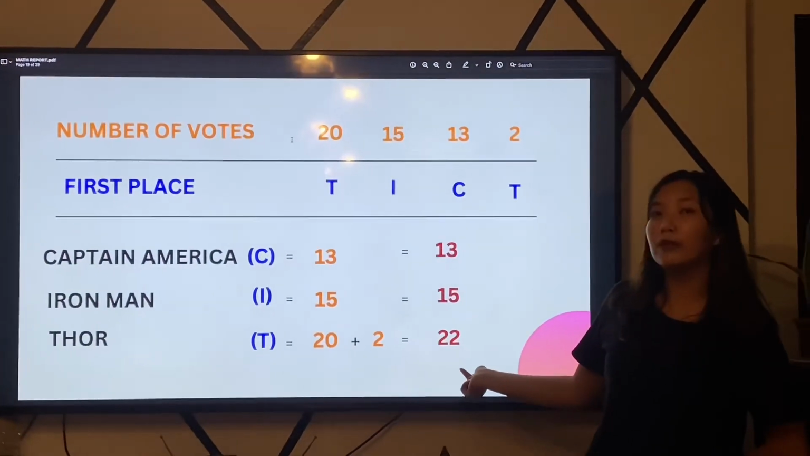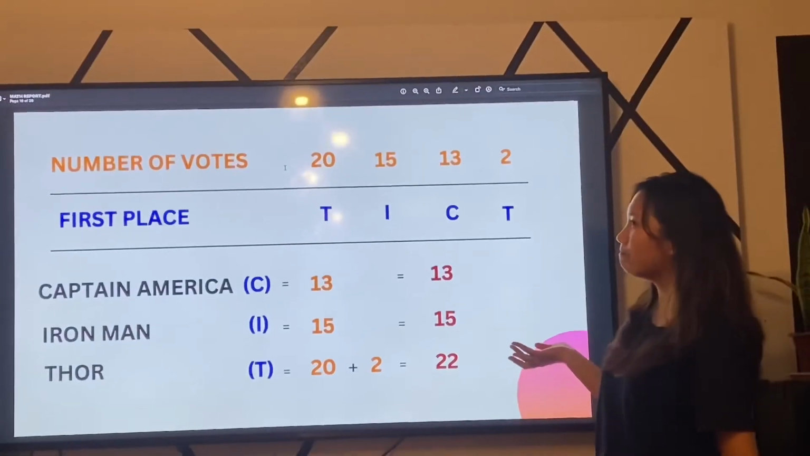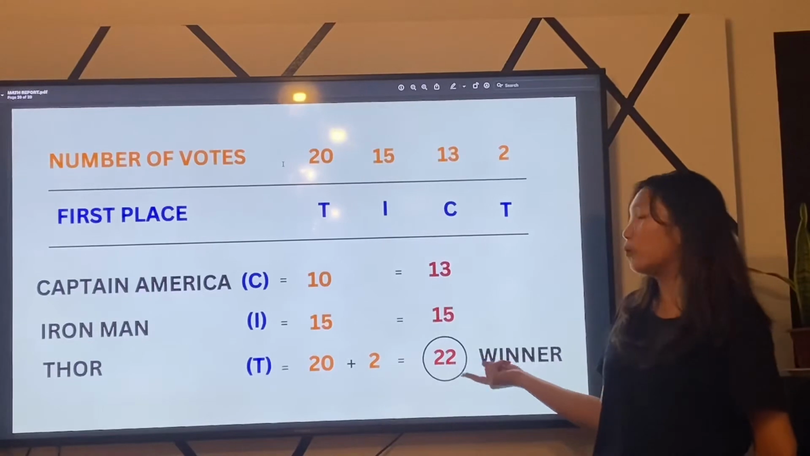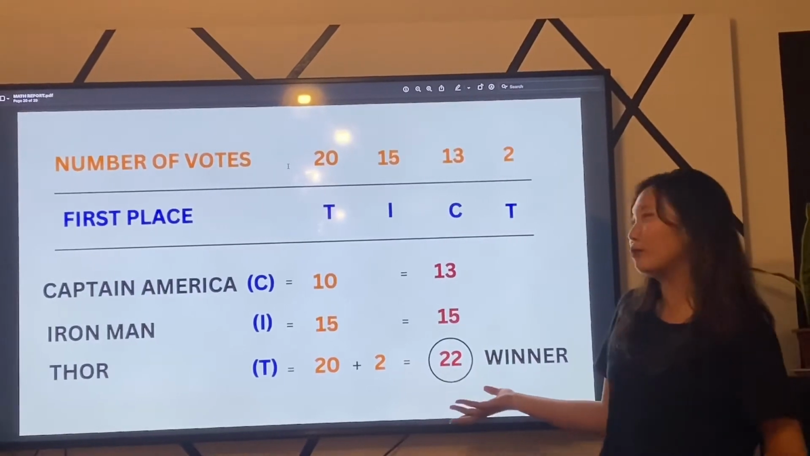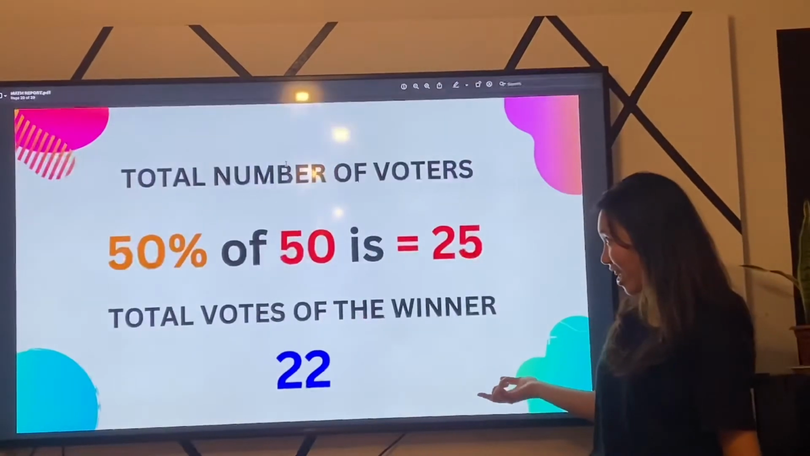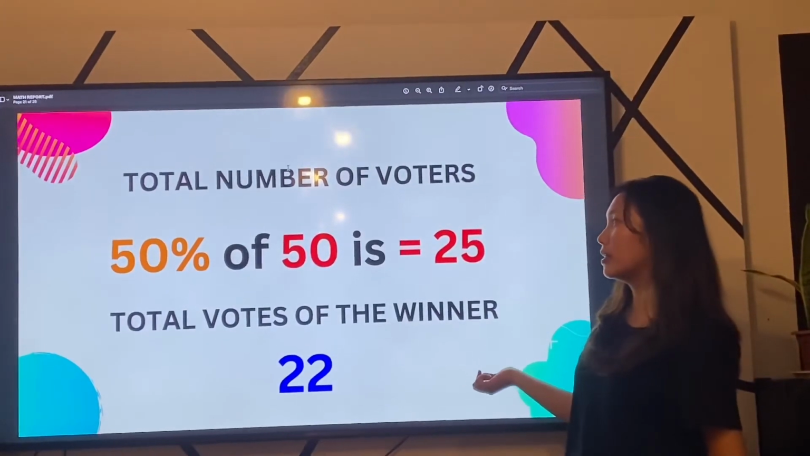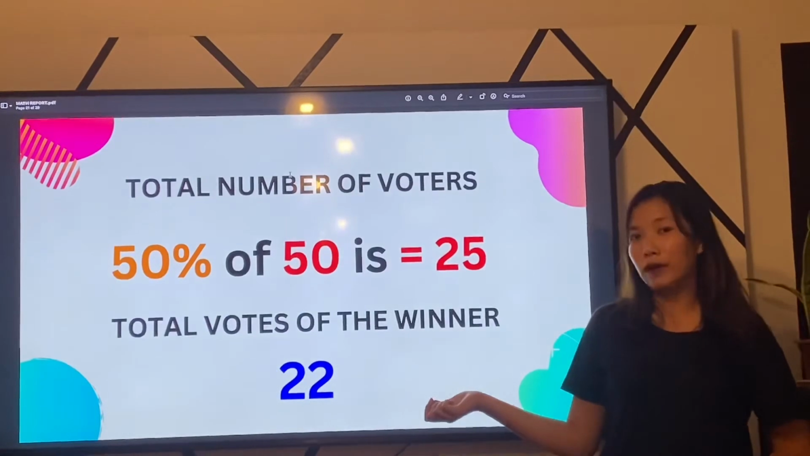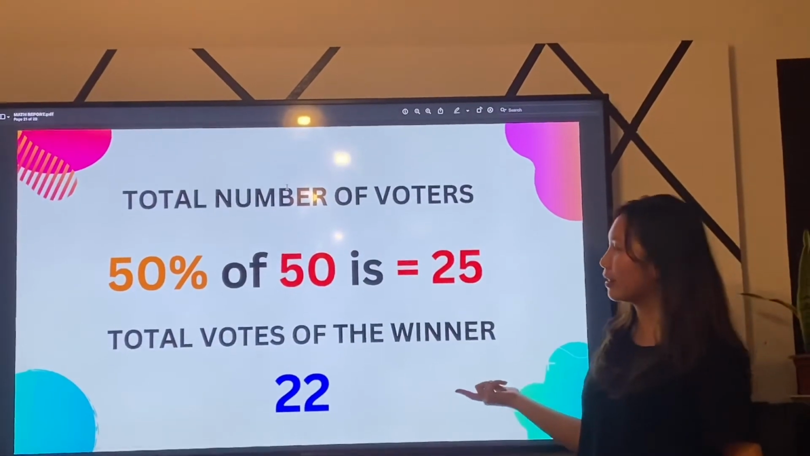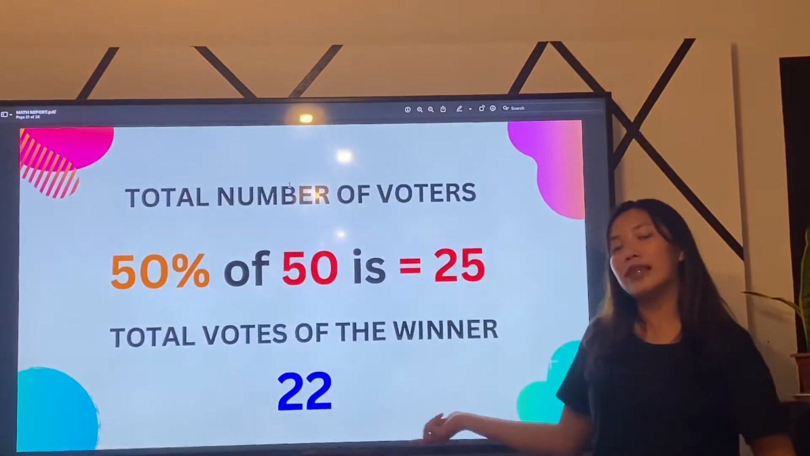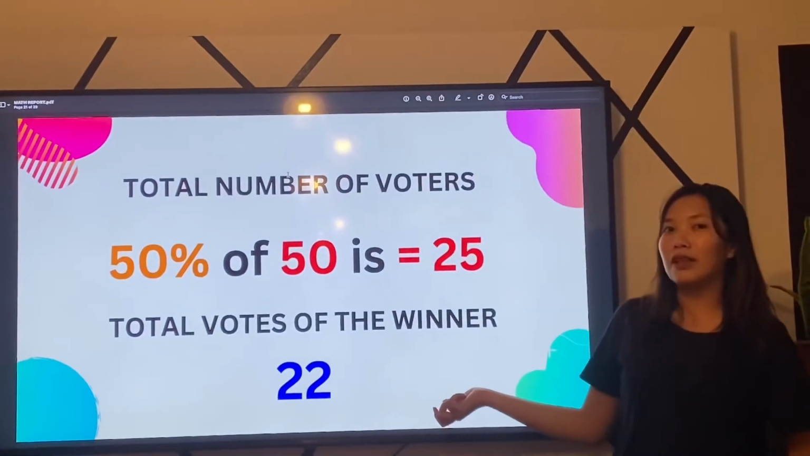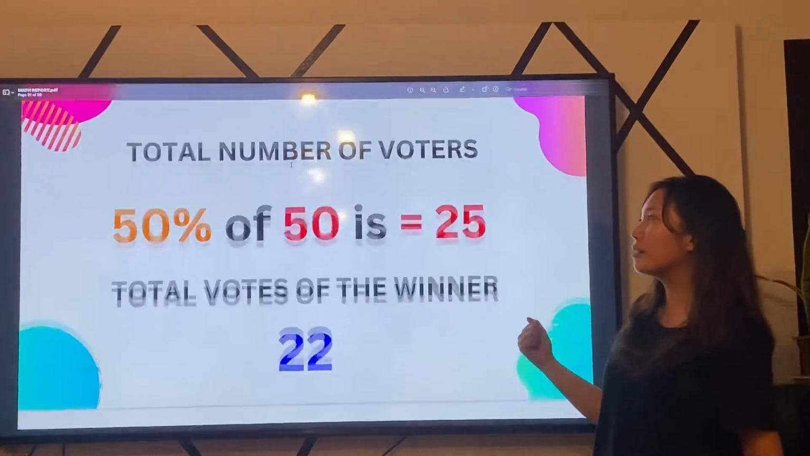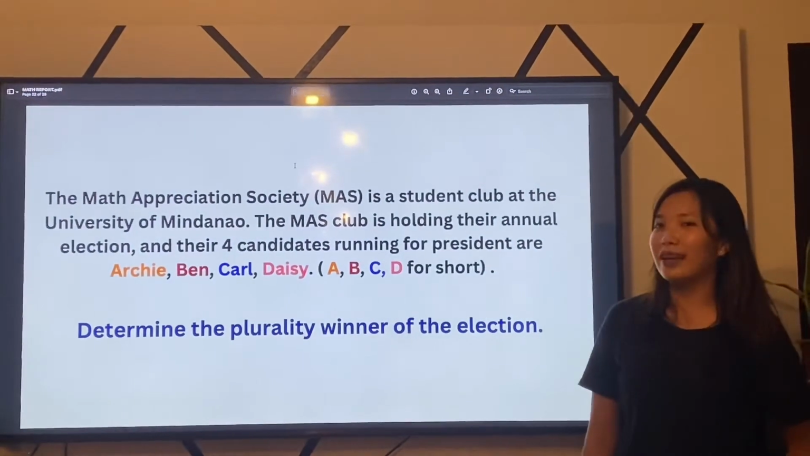Now we will determine the winner's votes. The winner goes to Thor because he got 22 votes. The total number of voters again is 50, and 50% of 50 is 25, and the total votes of the winner is 22. As you can see, it is less than 50%, because it is only the plurality method of voting. So let's proceed to another example.